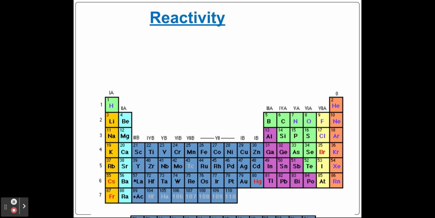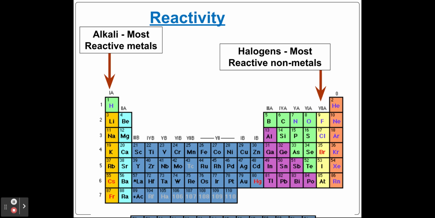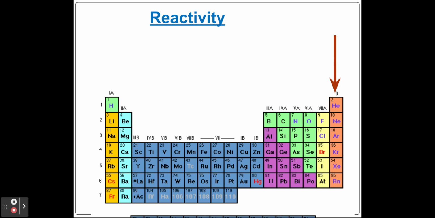So here we have the periodic table. If we're looking at, say, the alkali metals, they're the most reactive metals. And then the most reactive nonmetals would be the halogens in group 7. So group 7 are the halogens, the most reactive nonmetals, and the alkali metals all the way to the left, group 1, are the most reactive metals. Here we have the noble gases. These are inert. They do not react.